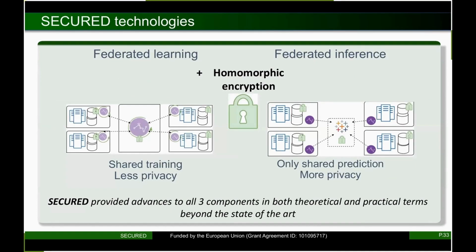I wanted to also make a quick note here that I haven't mentioned the homomorphic encryption before, but I just want to signal to you that whenever you see in any of the plots here this green lock, it's to let you know that all of the data that enters or exits the model is also, on top of everything, encrypted to further the privacy. I also want to note that the SECURED consortium has provided advances to all three of these components in both theoretical and practical terms beyond the state of the art.